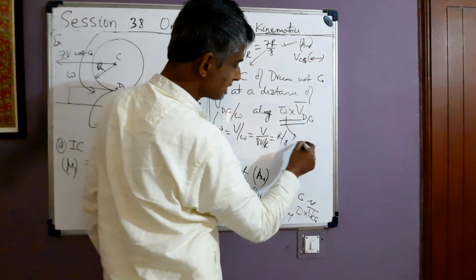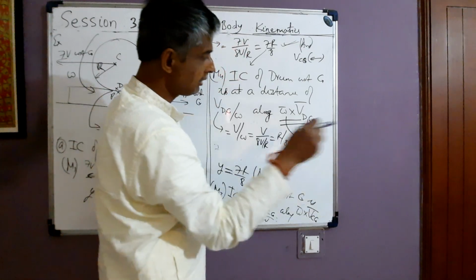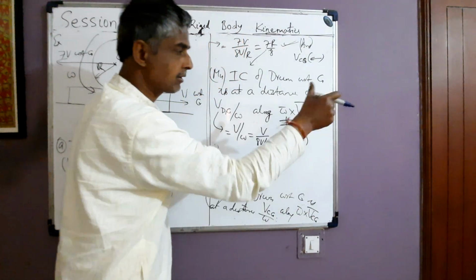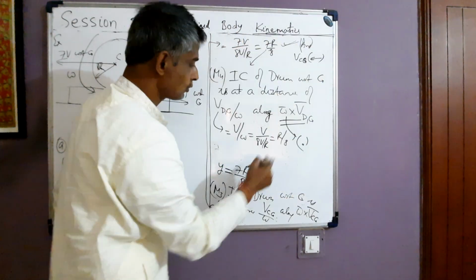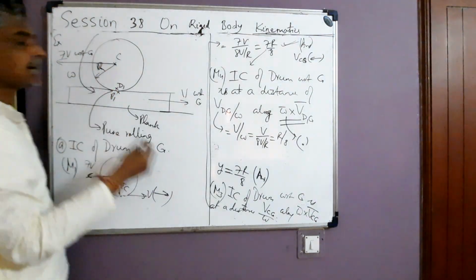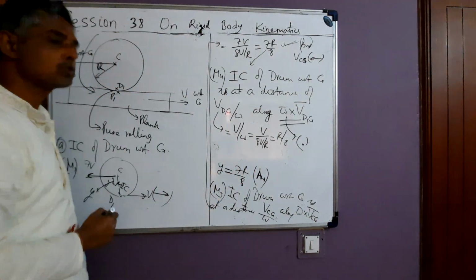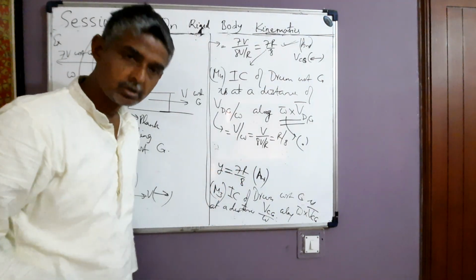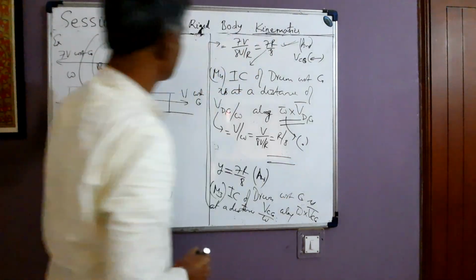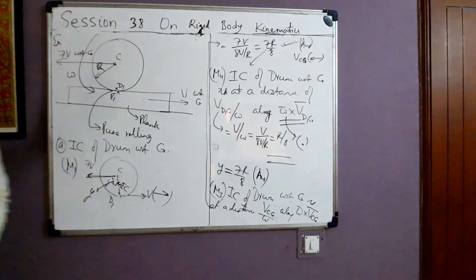Now the direction of omega is what? Dot, outward. VD1G is rightward. So omega cross VD1G becomes upward. So R by 8 above D1, that is R minus R by 8, 7R by 8 below C. Same answer again. So we obtained the same answer again.